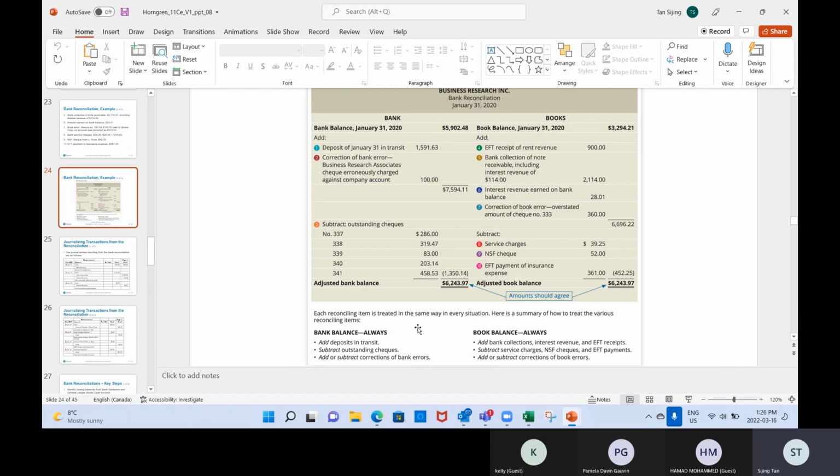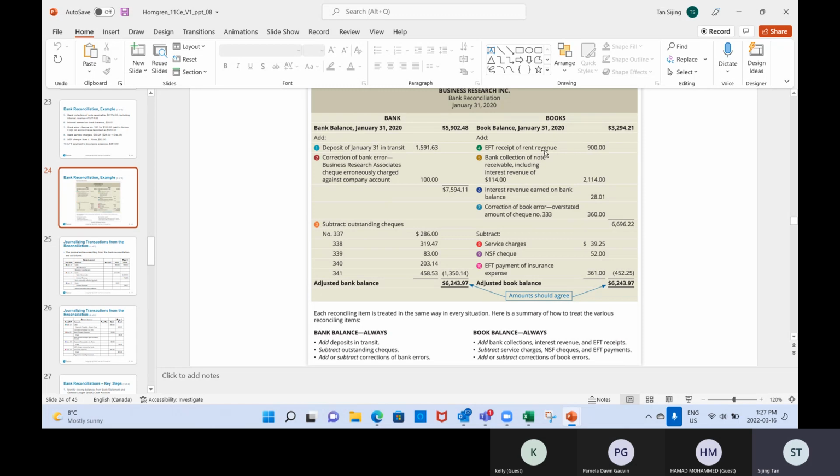So that's why I have sent you guys a template for chapter 8, because they always start with the bank balance at the beginning, and you always add the deposits in transit. Correct bank errors depending on the situation, so that's fine, but you always subtract the outstanding checks. Right? So that's how you're going to organize your bank balance, and then you go to the book balance.